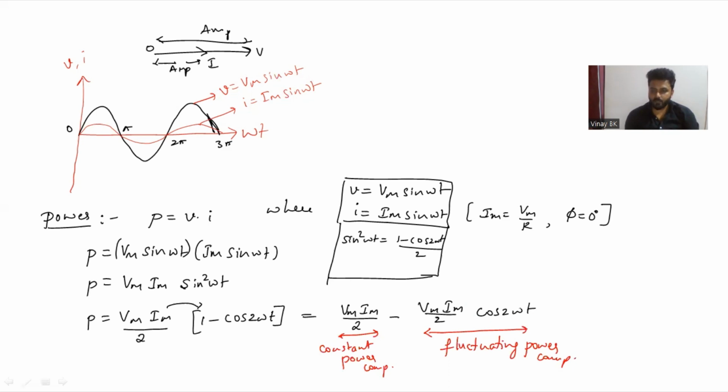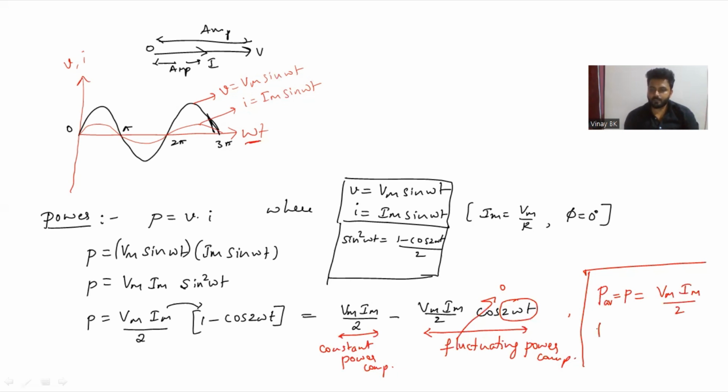Now you observe these two components. In the fluctuating power component, the 2 omega t means it has a frequency which is double the frequency of the input voltage, so this term will be neglected, or else this will be zero, so that you can get the average power, which is capital letter P. Average power is given by only considering the constant power component, that is Vm Im divided by 2.